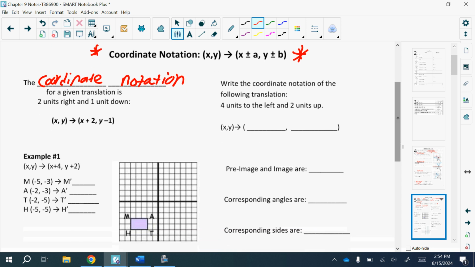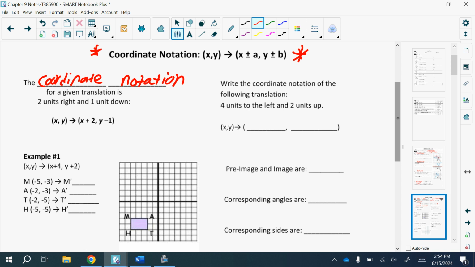So what that looks like is you have x, comma, y, that's an ordered pair, okay? And then the arrow indicates the transformation. And then after that, you have your rule. So in this case, we said 2 units right. So again, right is horizontal, which is always going to be grouped with x. And right is the positive direction, so x plus 2, comma, similarly for y minus 1.